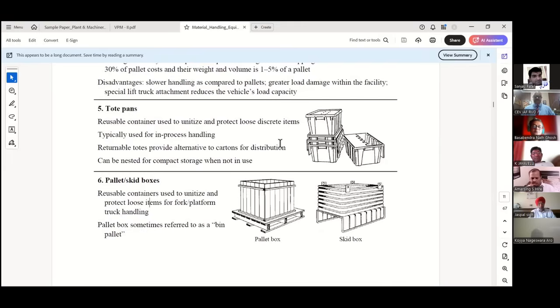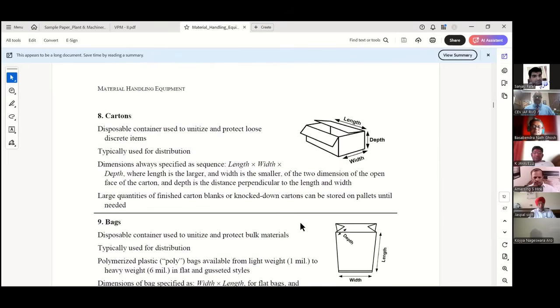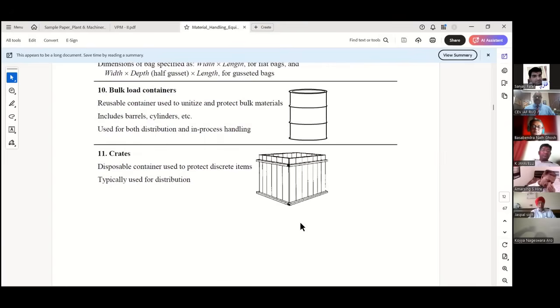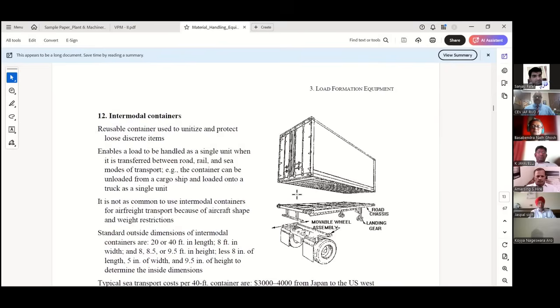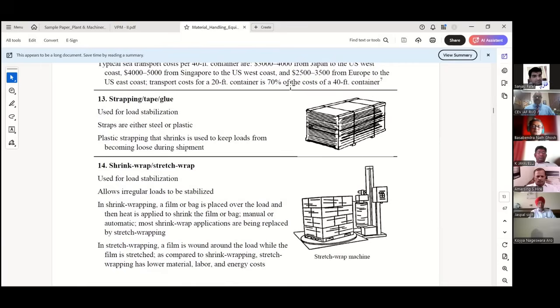Okay. Tote pens, simply like a crate. Pallet split box, again, downward you are finding the pallets and upward you are finding the box. Okay. Cartons, bags in the form of paper bags or polythene bags. Containers in the form of PET or anything, cylinders, balers. Again, crates in the form of plastic crates, paper crates, aluminum crates. Intermodal containers. Strapping of trap bundlings, मतलब ये strapping की बात हो रही है.